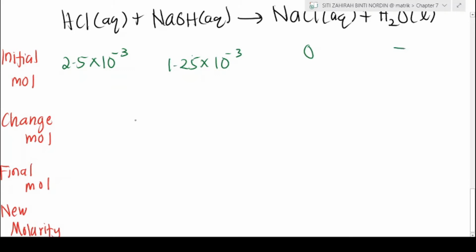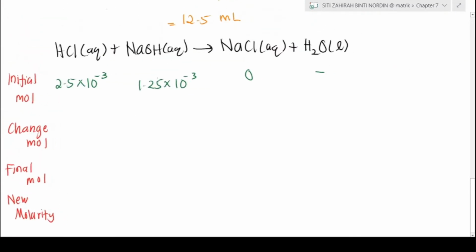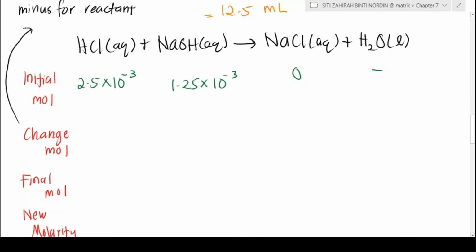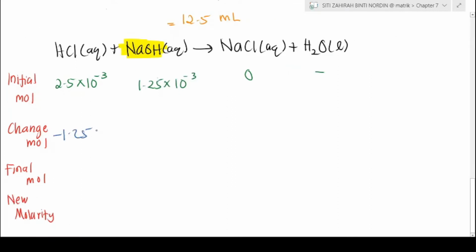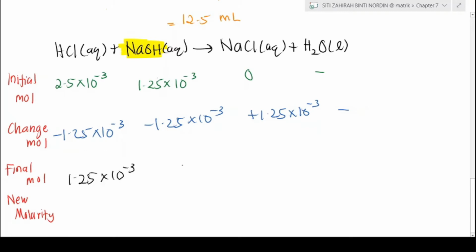So NaCl and H2O, dash. And the change in mole: minus for reactant or add for product, the smallest mole between acid and base. So look at here, which one has a smaller mole between your acid and base? That would be your base. So for the change, minus 1.25 times 10 to the power of minus 3. This one would be the same as well. So you find a mole. That would be 1.25 times 10 to the power of minus 3, and this one is 0, and this one is 1.25 times 10 to the power of minus 3.